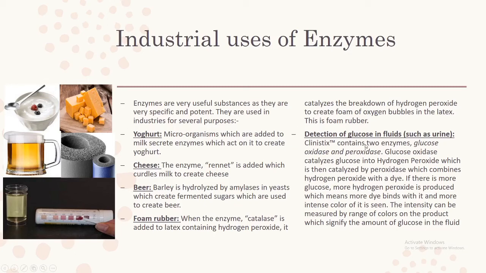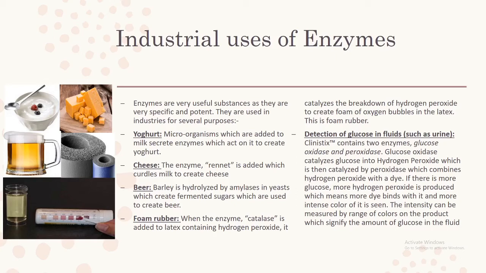Now, detection of glucose in fluids such as urine. Clinistix, it is a product, contains two enzymes, glucose oxidase and peroxidase. Glucose oxidase catalyzes glucose into hydrogen peroxide. Now glucose oxidase breaks down glucose into hydrogen peroxide, which is then catalyzed by peroxidase, which combines hydrogen peroxide with a dye. Hydrogen peroxide, which was produced by glucose oxidase, will now be catalyzed by peroxidase.